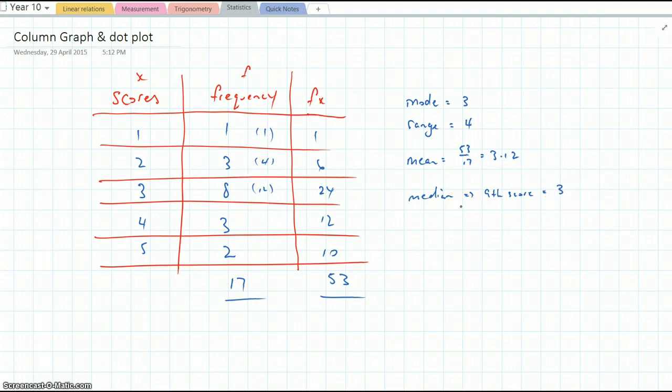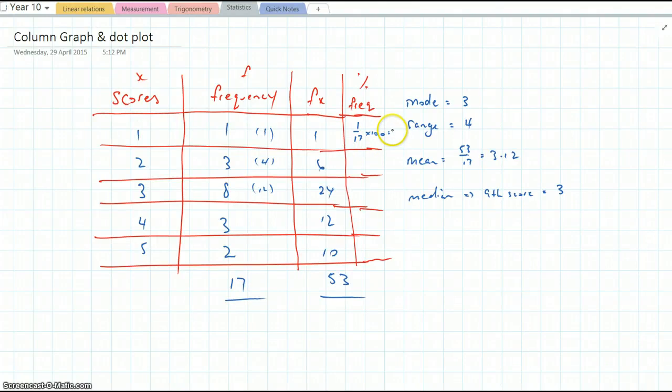Okay, I want to add another column on here, and that column I want to represent the frequency percentage. So in this column, we're representing the frequency here as a percentage of the overall frequency. So our frequency of the score 1 is 1 out of 17. Now to turn that into a percentage, we times by 100. And so that gives us 1/17 times 100.